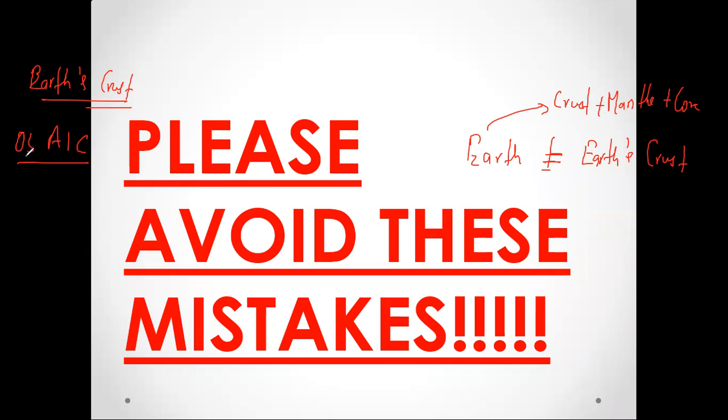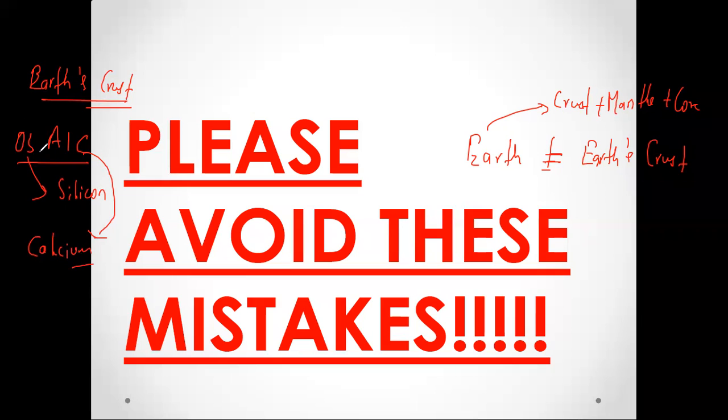So O is oxygen, fine. S is not sulfur, it is silicon. So don't get confused that S is sulfur, it is silicon. A is aluminum, I is iron. And then C, most people will think C to be carbon. This is not carbon, this is calcium. So please pay attention to this part.